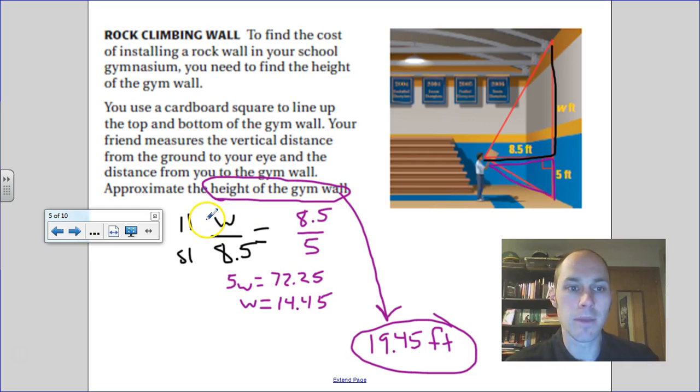So I compared long leg to short leg in both triangles, did cross products and found W equals 14.45. So since this was W, this top part, we need to then add it to 5 to get the total height. Total height would be 19.45 feet.